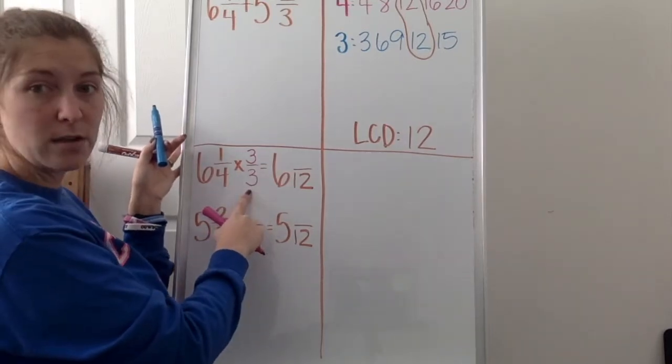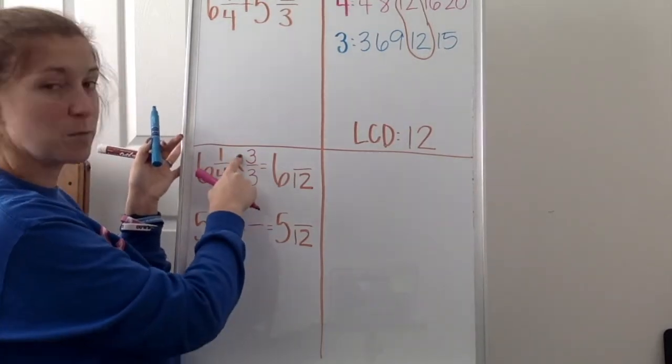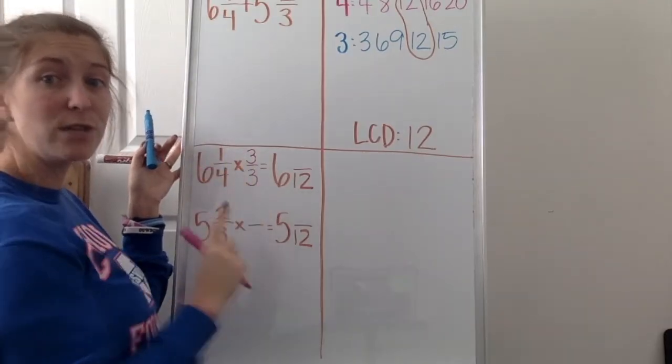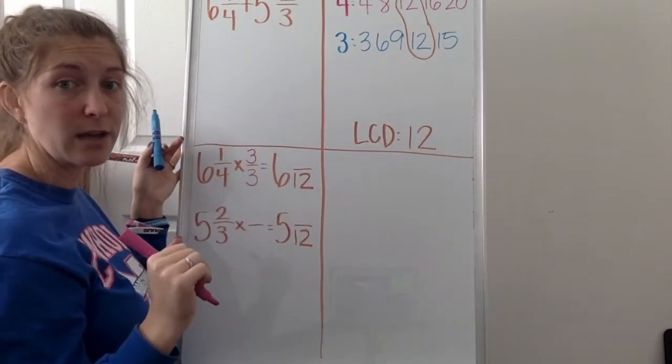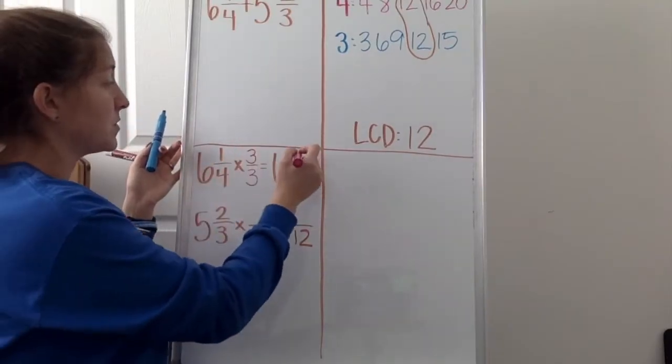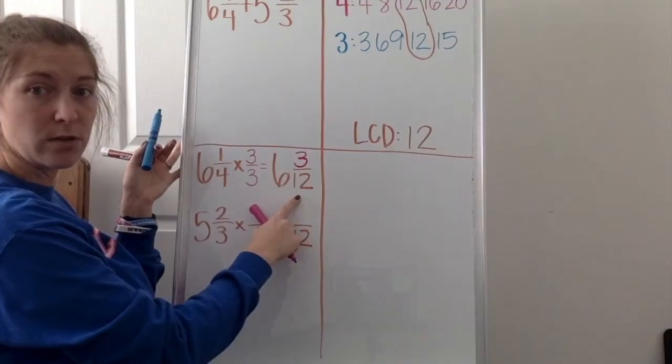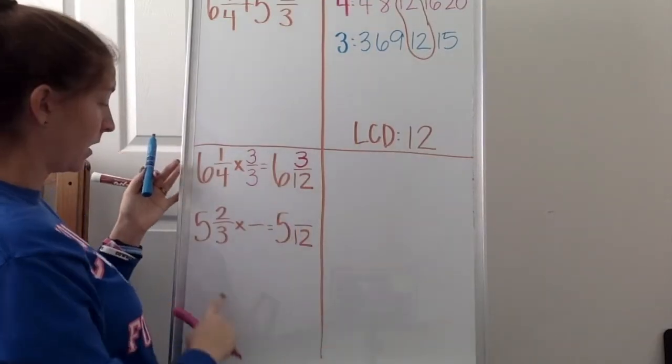Whatever I multiply the denominator by, I also have to multiply the numerator by. I'm multiplying by a fraction that's equivalent to 1. Hopefully you're making that connection. 1 times 3 is 3. So 6 1/4 is equivalent to 6 3/12.